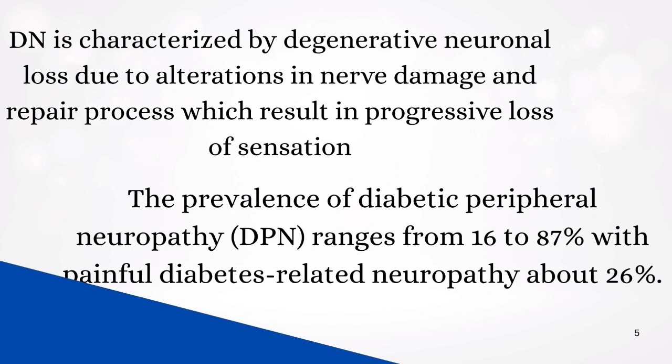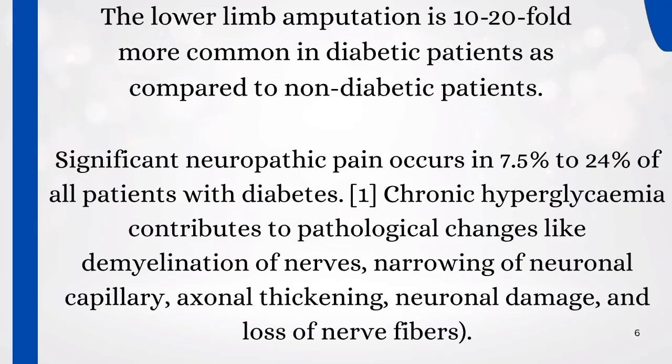The prevalence of diabetic peripheral neuropathy ranges from 16 to 87%, with the painful diabetes related neuropathy about 26%. The lower limb amputation is 10 to 20 fold more common in diabetic patients as compared to non-diabetic patients. The significant neuropathic pain occurs in 7.5 to 24% of all patients with diabetes.